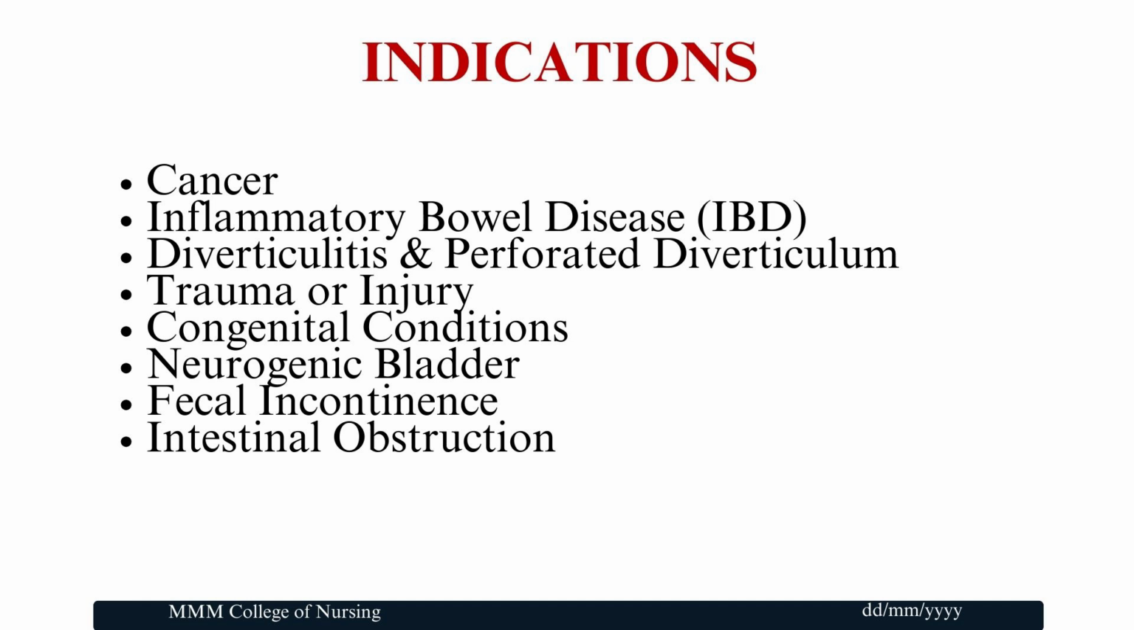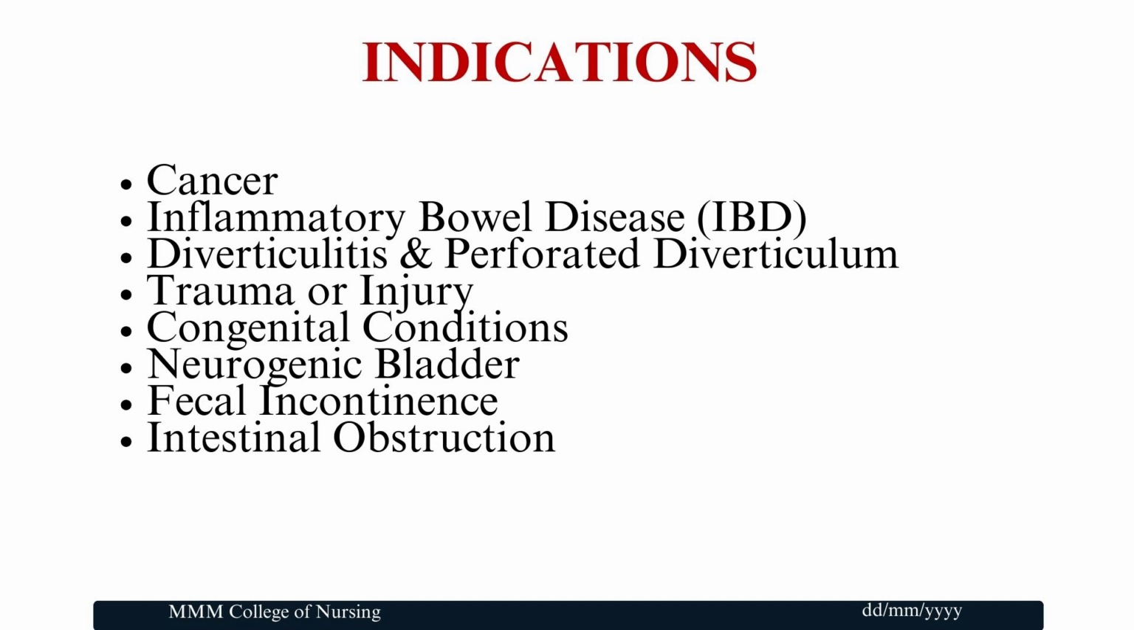Next, trauma or injury: severe injury to the intestine or urinary tract that requires surgical diversion. Next, congenital conditions, birth defects like spina bifida or imperforate anus that require surgical creation of an ostomy. The next one is neurogenic bladder, conditions like spinal cord injury or multiple sclerosis that cause loss of bladder control. And next is fecal incontinence, severe or chronic fecal incontinence that is unresponsive to other treatments, which means we can go with the ostomy.